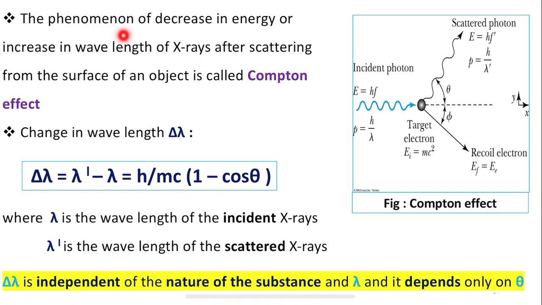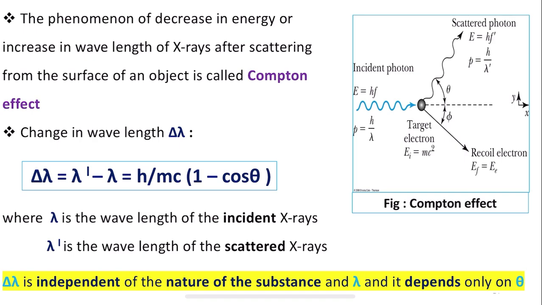The phenomenon of decrease in energy or increase in wavelength of X-rays after scattering from the surface of an object is called the Compton effect. Suppose the wavelength of the incident X-rays is symbolically represented as lambda, then lambda dash is the wavelength of the scattered X-rays.